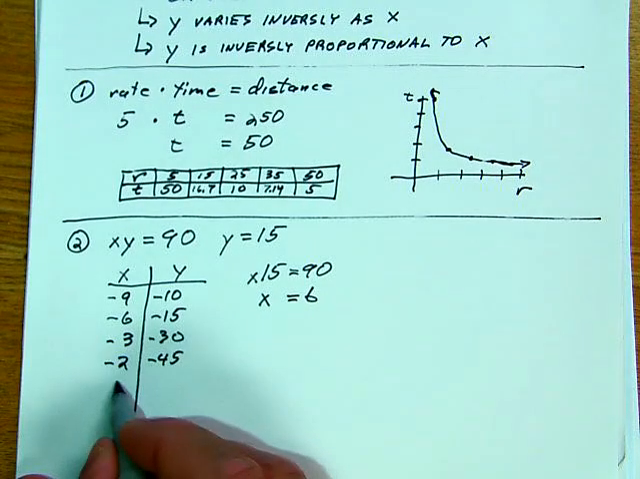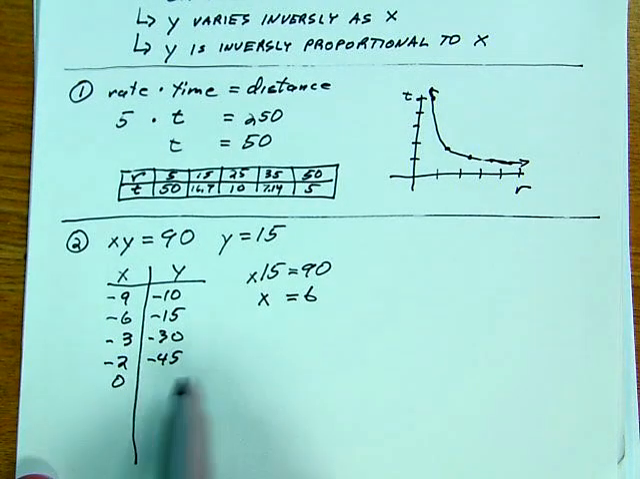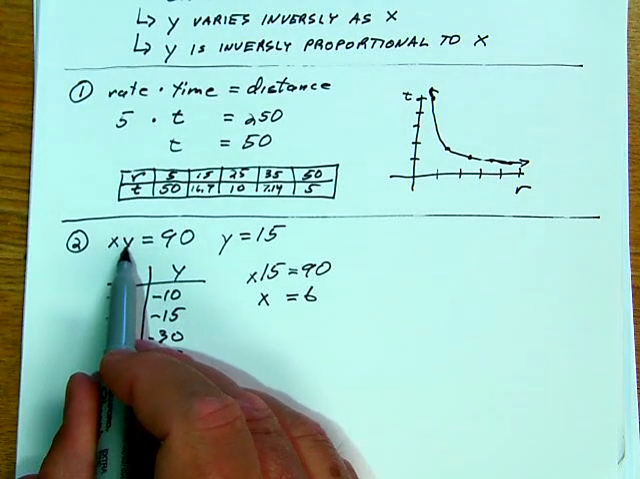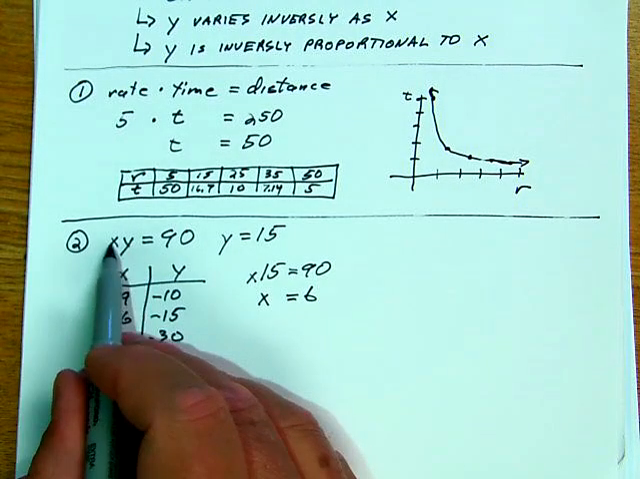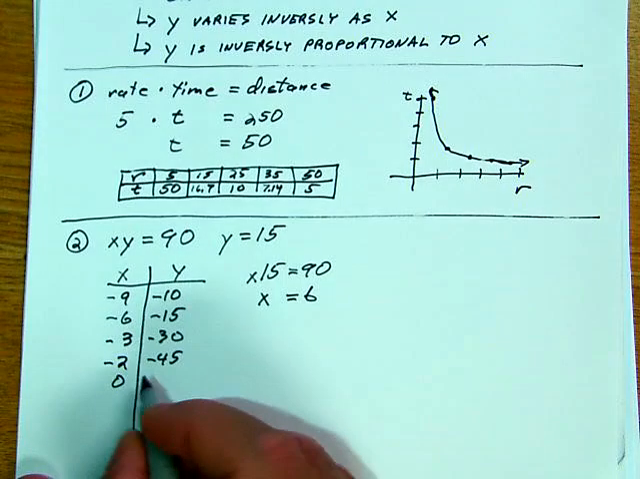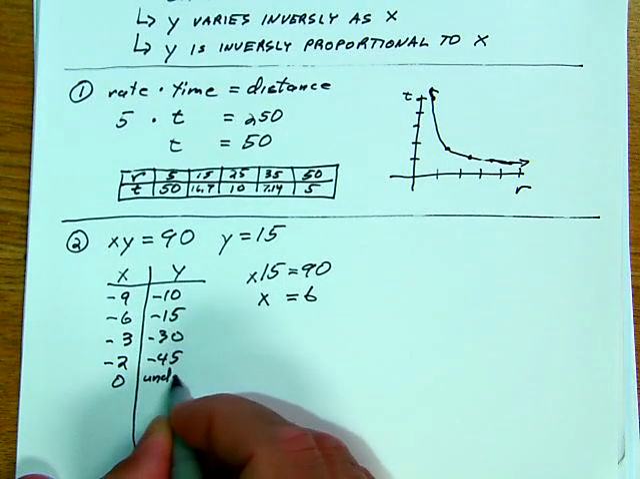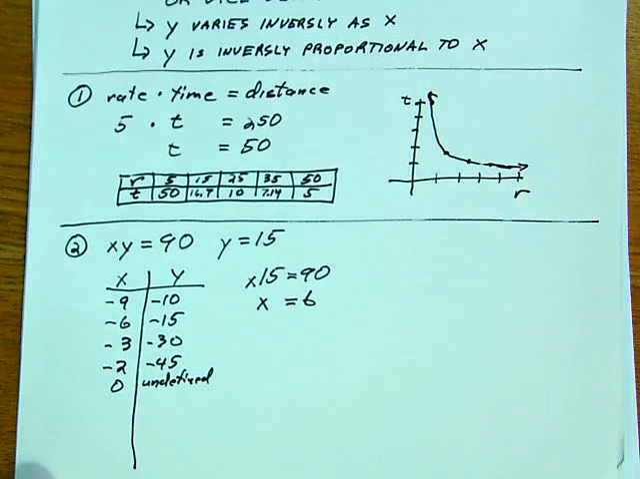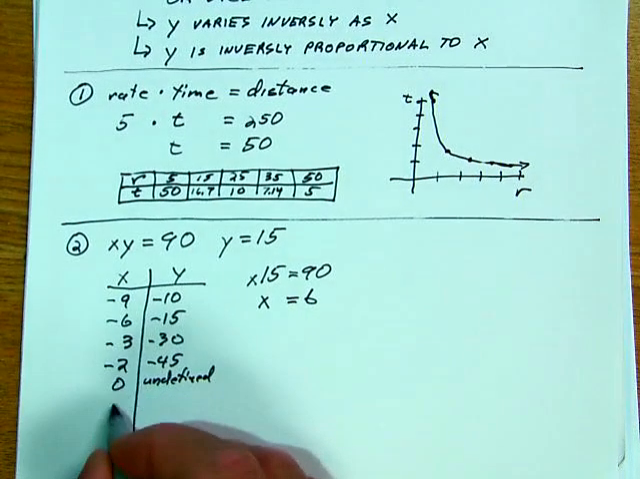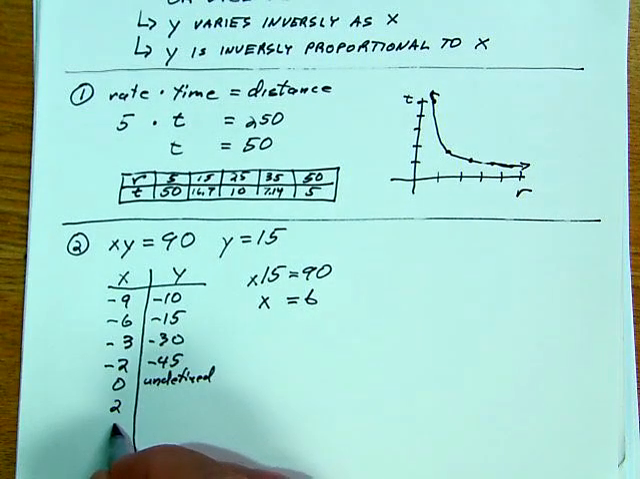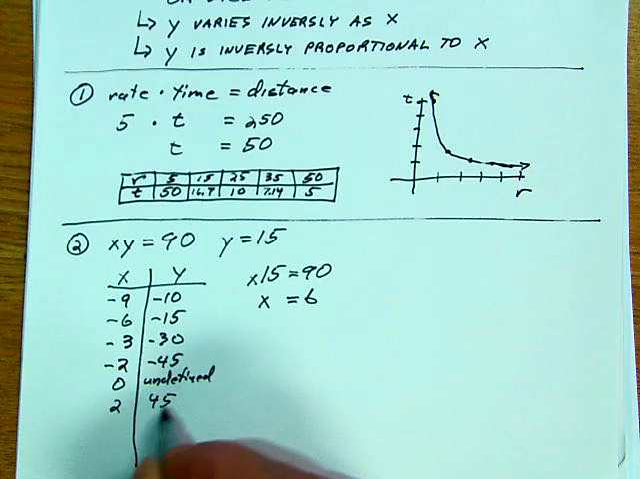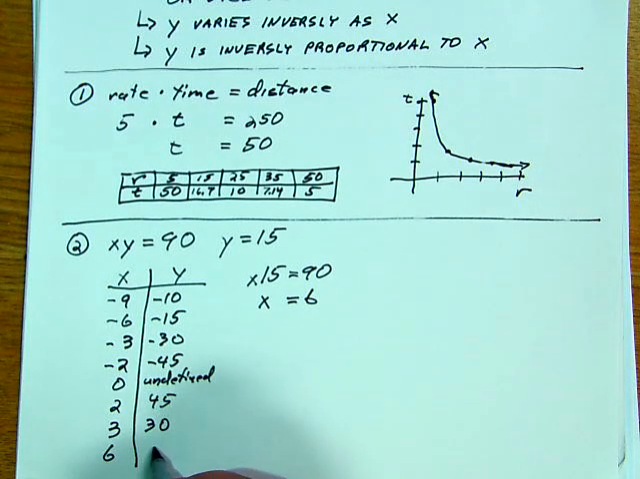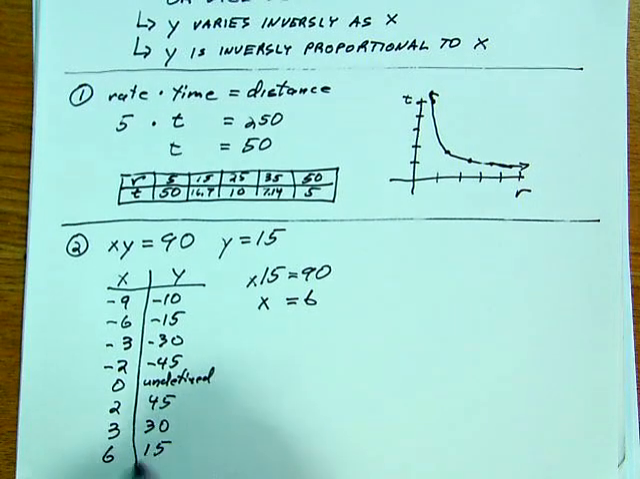I could do negative 1. I'm not going to. I'm going to do 0 just to make it interesting. If x is 0, well, y can't be anything, because 0 times anything is 0. I'll never get to 90. So this is undefined. Okay. Now let's just go back up the scale. We'll do 2 and 45, we'll do the positive side, same numbers, 3 and 30, and 6 and 15, and finally 9 and 10. And so now we have a nice chart here.